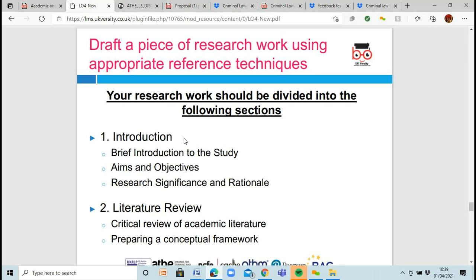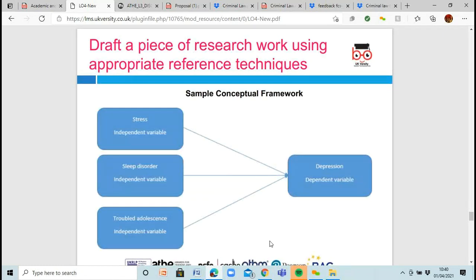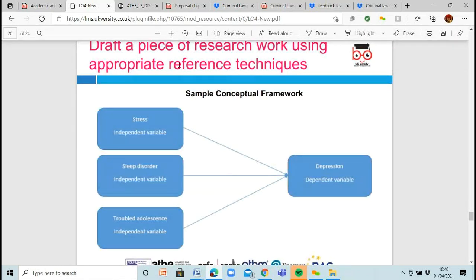Second section is literature review. So remember, put these headings on. So literature review, a critical review of the academic literature. So go on the internet, put some information down, review it and say whether or not you agree with it, if you think this is good. And then from there. Now here is a draft of a research work.